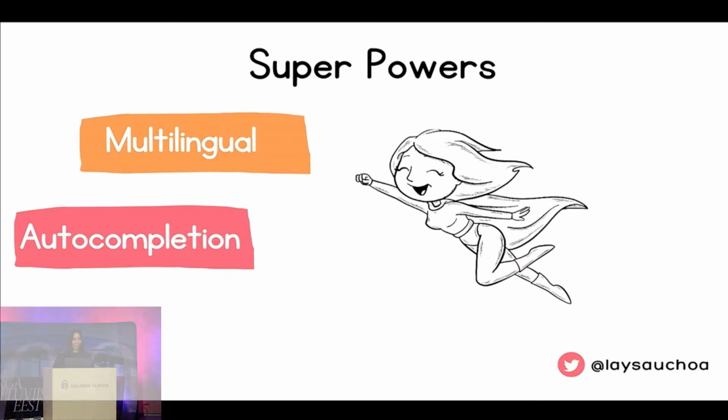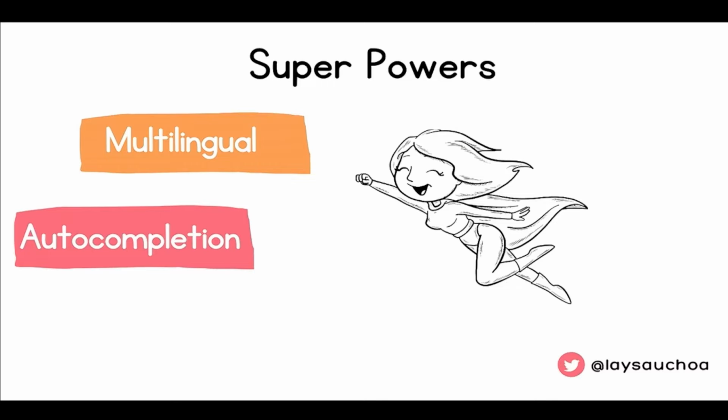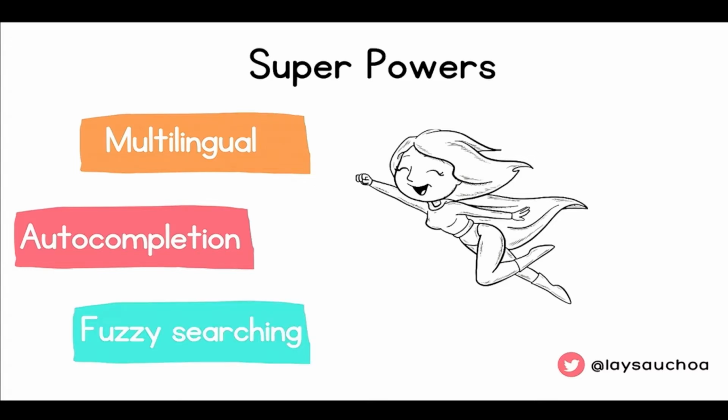And as I already said, OpenSearch has multilingual support. And if you think about it, okay, if OpenSearch can understand so many languages, can OpenSearch understand my broken English? The answer is yes, because you can also query with fuzzy searching. So for example, if your users mistype something, you can still get relevant results. So this is really cool.